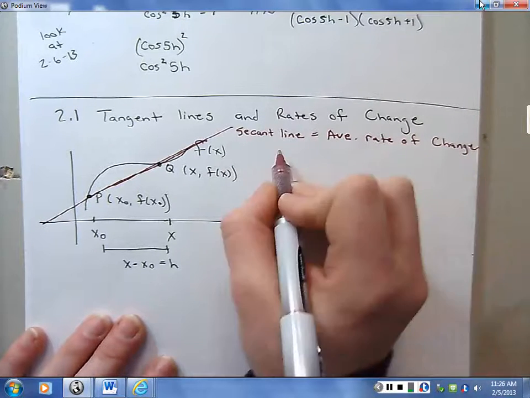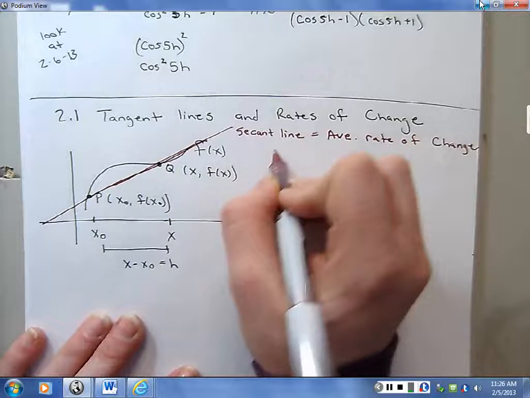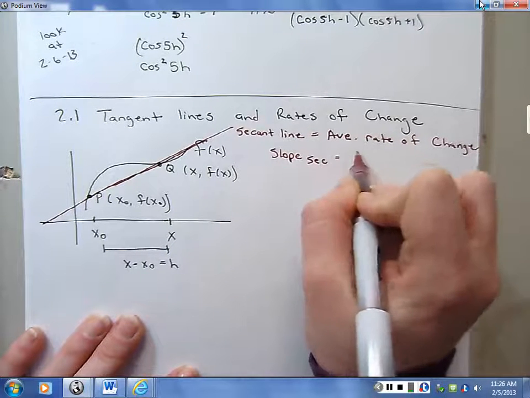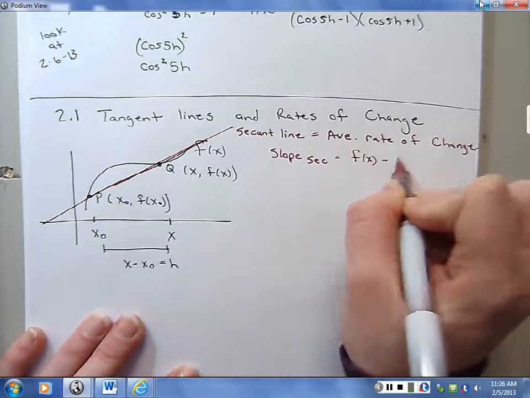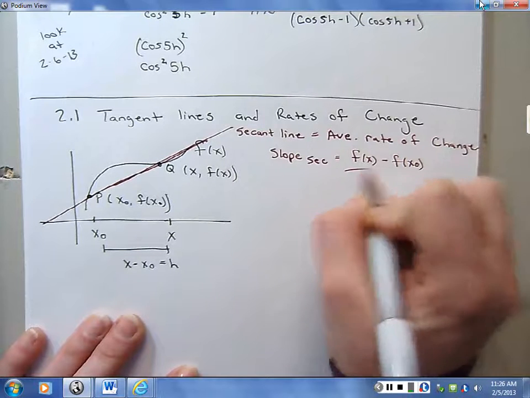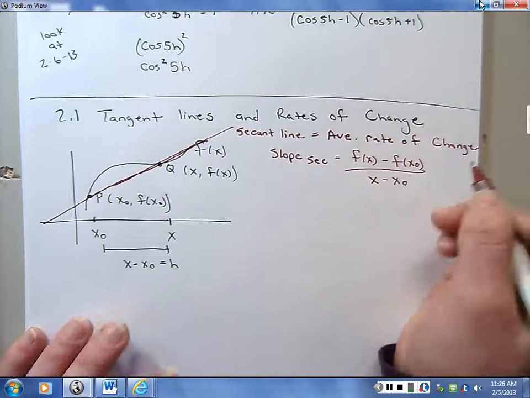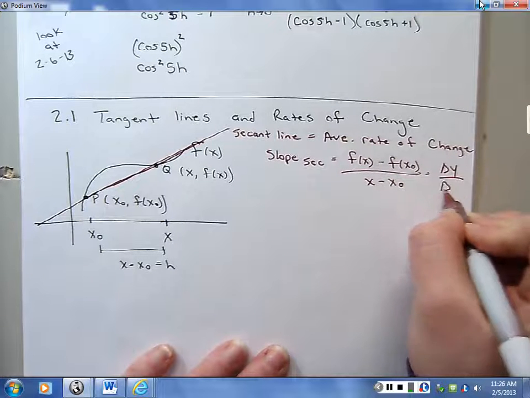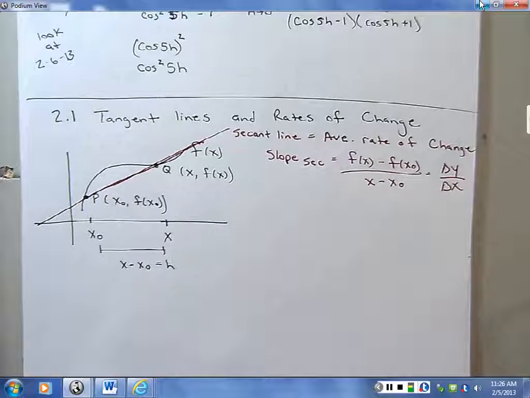So to calculate the slope of your secant line, you're going to take f of x minus f of x naught over x minus x naught, right? This is basically change in y over change in x. So if I ask you for the average rate of change between point A and point B, that's f of b minus f of a over b minus a. You guys have done that a lot, right?